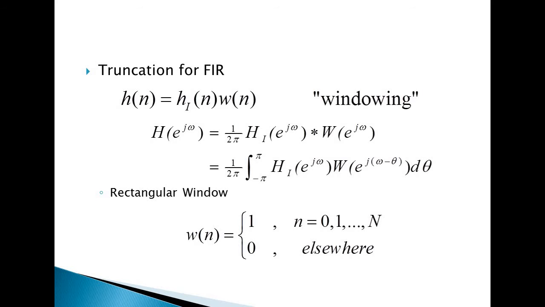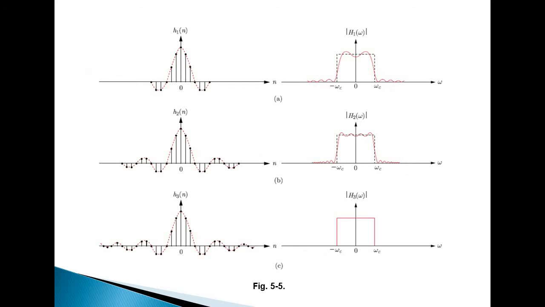So truncation can be done by the windowing method. h of n is equal to hd of n into w of n, where H of e^j omega is equal to 1 upon 2 pi times Hd of e^j omega convolved with W of e^j omega. Substituting, we get 1 upon 2 pi integration from minus pi to plus pi of Hd of e^j theta into W of e^j(omega minus theta) d theta. Here we are using the rectangular window, so from 0 to N minus 1 it is 1, otherwise it is 0. Figure 5.5 shows the frequency response of that.